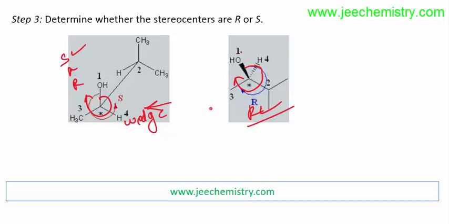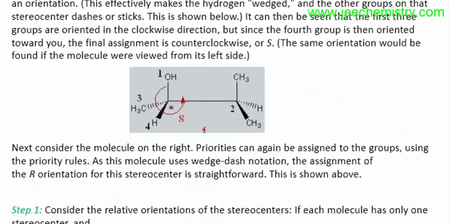It means they are enantiomers to each other. If this will be R and this will be R, then they are identical. But this is an S. This is an R. They are opposite in configuration, so this will be enantiomer to each other.